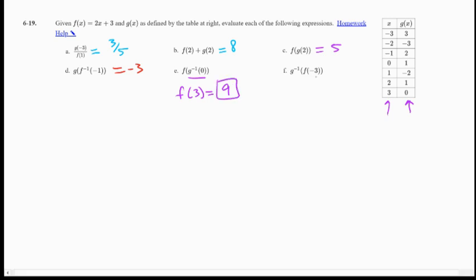And last one here, f of negative 3, which when I plug in negative 6 plus 3 is negative 3. So I'm saying the inverse of g of negative 3, which is when I plug in negative 3 on this side, it spits out negative 2.